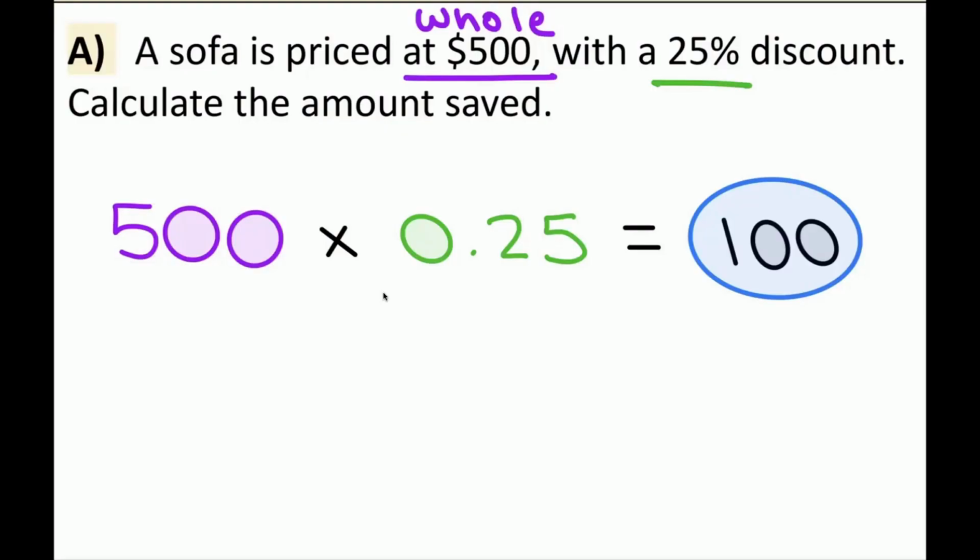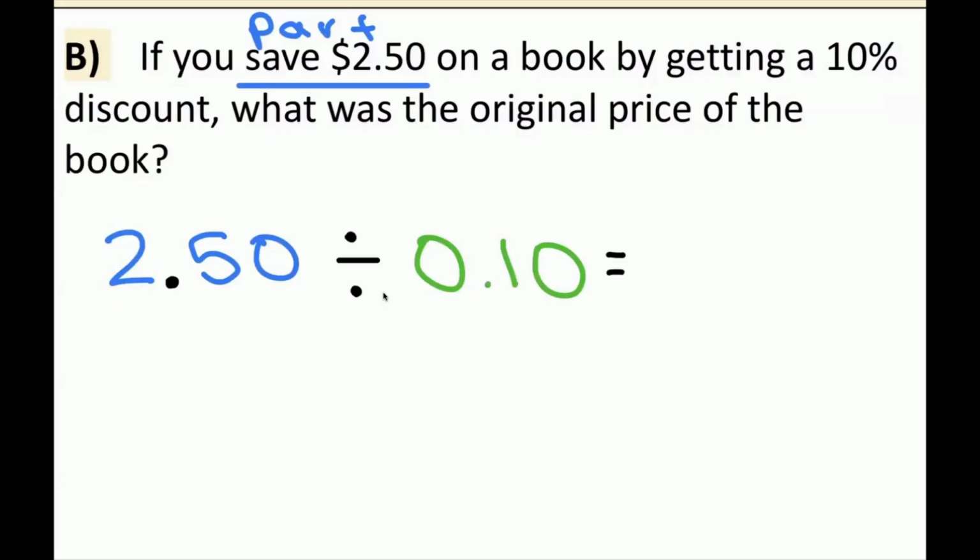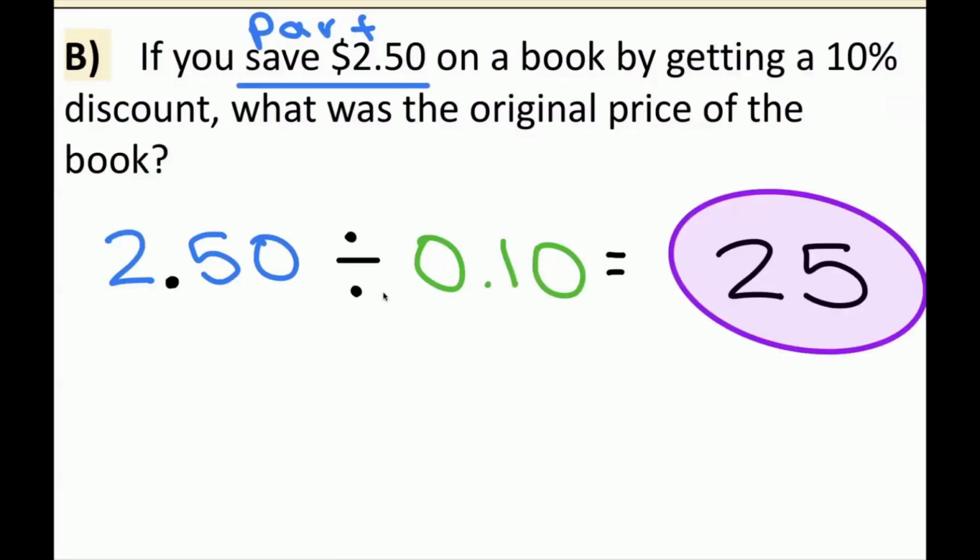Let's check our work for B. In problem B, it tells us how much we saved. So it tells us the part. So we can take our part and divide it by our percent as a decimal. And the original price of the book was $25.